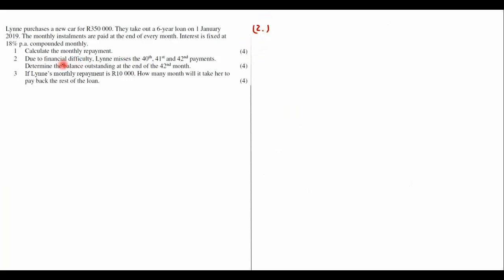Now number 2 says, due to financial difficulty, Lynn misses the 40th payment for the first payment and for the second payment. Now determine the outstanding balance at the end of the second payment. All right, so what is happening here? Lynn was paying, everything was fine, up until the 39th payment. Then the 40th payment, she missed a payment, and the same for the first and for the second.